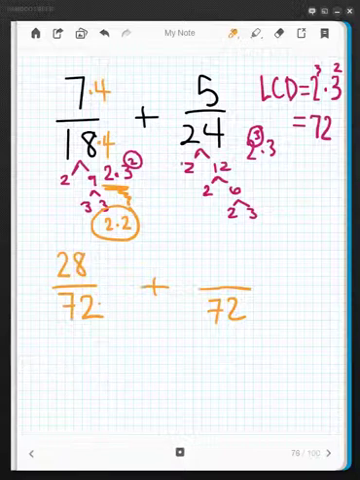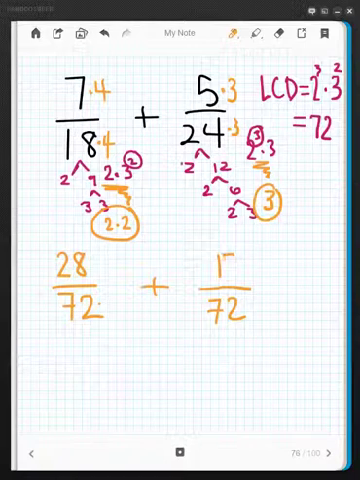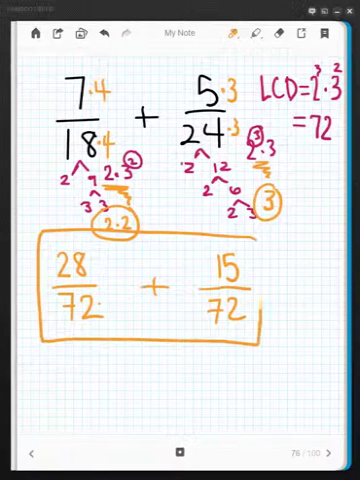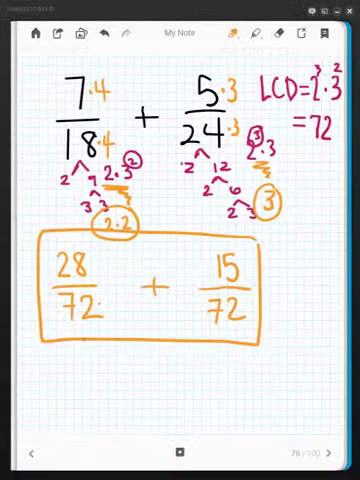Now let's go do it here. Again, don't freak out. You see 2 cubed, I've already got it, right? And there's one 3 here, and I need 3 squared. So I'll have to multiply this by one more 3, won't I? So 3 times 24 will give me 72, and 3 times 5 will give me 15. And now I have higher terms that are equivalent, right? This is equivalent to 7/18, this is equivalent to 5/24, and I'd be able to add those together.